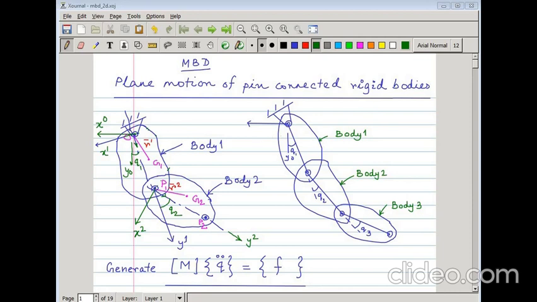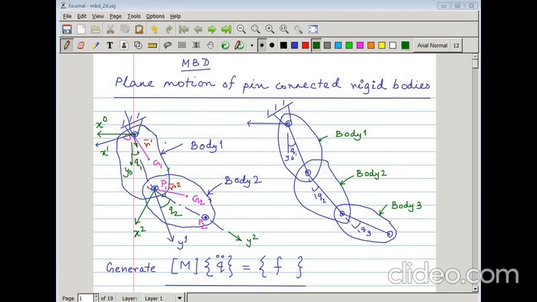So if you look at this figure, this is body 1, which is hinged to the ground, and it rotates about this point, about the axis going inside the paper. This is rotation about an axis at this point, and this is body 2, which is hinged to body 1.